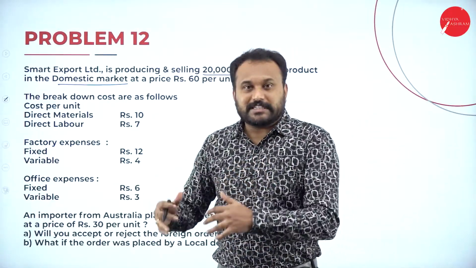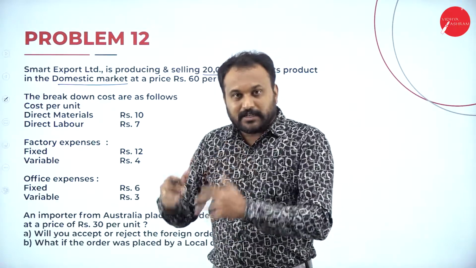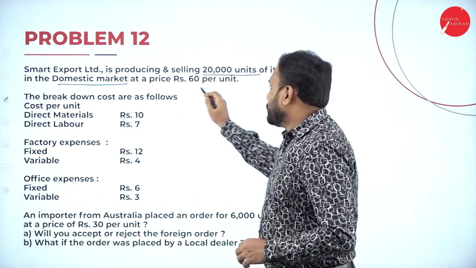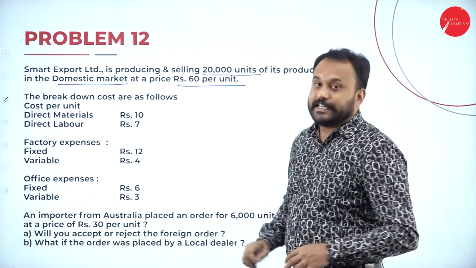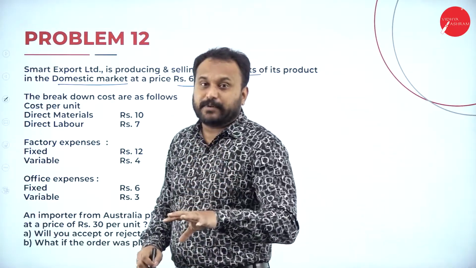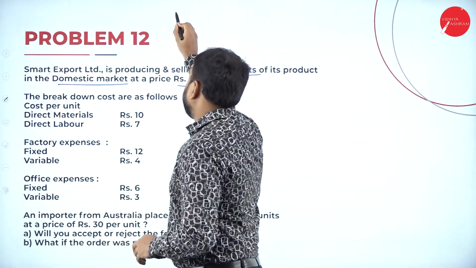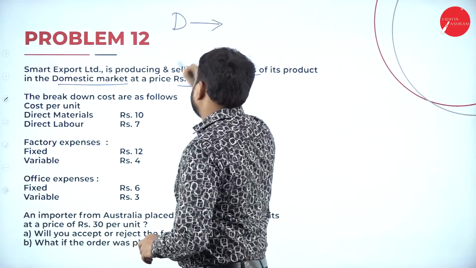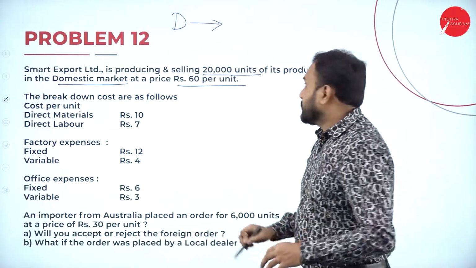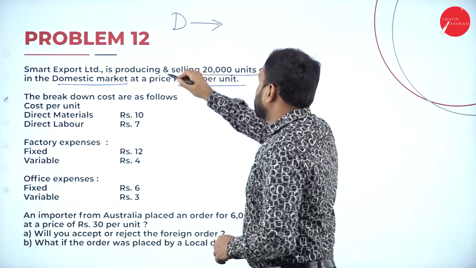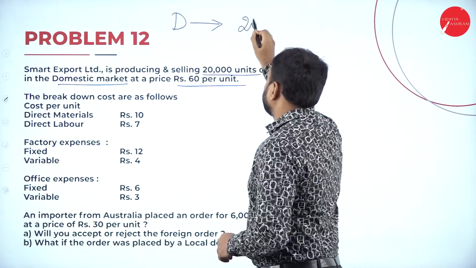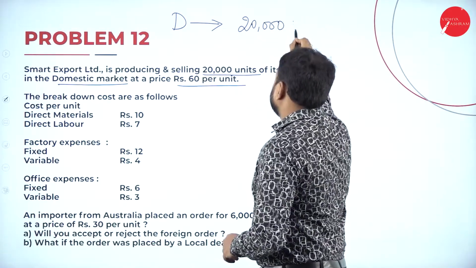This is my domestic market and I'm supposed to be placed at a price of rupees 60 per unit. That means how much is the price? 60 per unit. Now understand, you should write like this: domestic market. How much is the units produced as well as sold? That is 20,000 units.